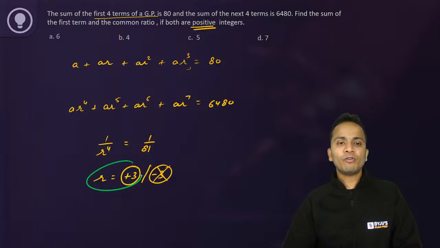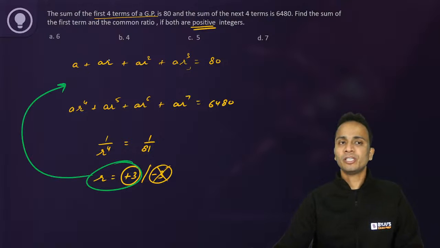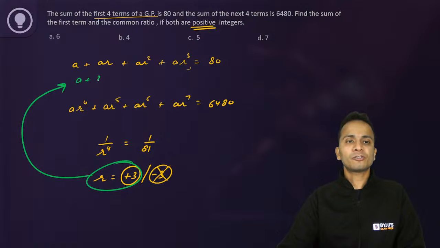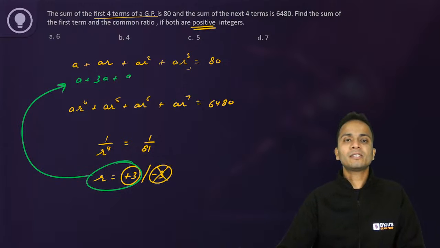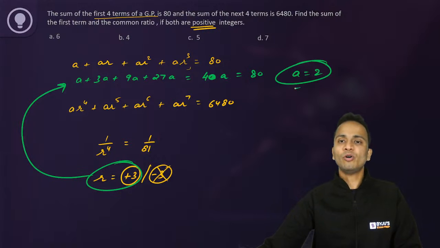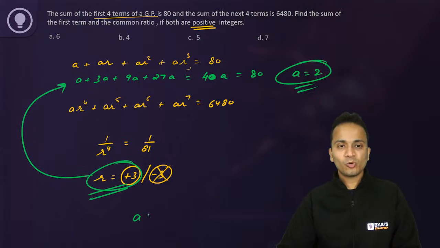Now substitute the value of R in the first equation. So A plus 3R, sorry, R को 3 put किया तो A plus 3A plus 9A plus 27A, that will be equal to 40A, that is 80. So the A का value कितना आ जाएगा 2. So the value of A is 2, the value of R is 3, and they have asked you the sum of these two. So A plus R, that is equal to 2 plus 3, that is 5.